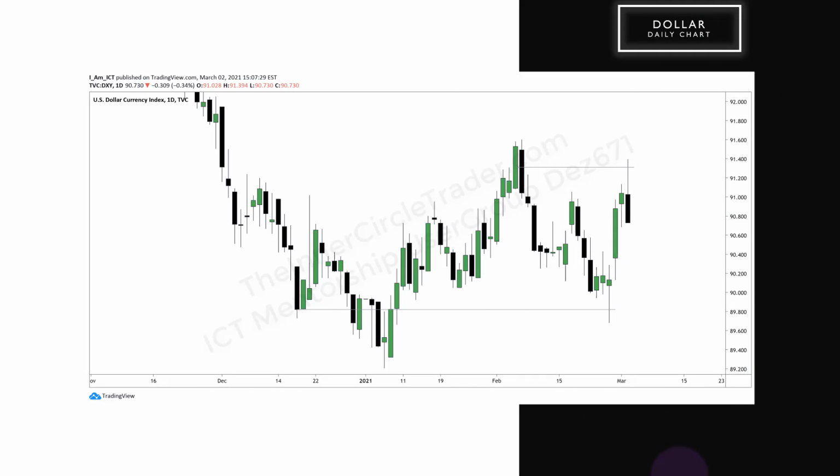Alright, so I want to talk a little bit about the dollar index and the euro dollar in a little bit more detail than that of the British pound. And then I'll mention the S&P at the end. So we're looking at the dollar index as a daily chart.